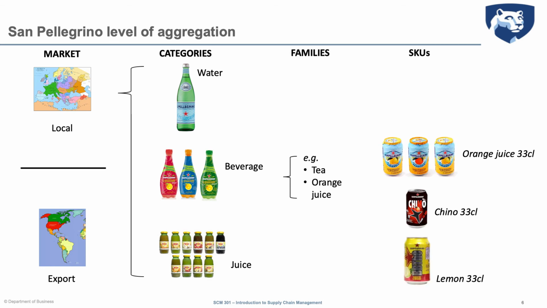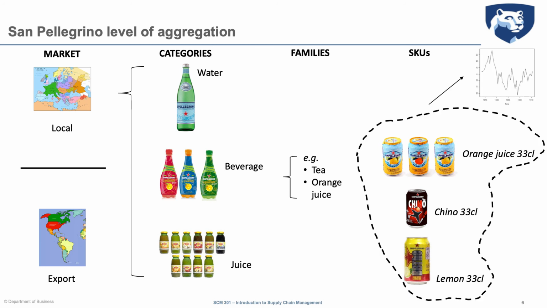And then within each category, we have different types of stock keeping units, so units that are kept in stock in the company. In particular, for orange juice, we have orange juice of 33 cl in can, Kino, which is another type of beverage, in 33 cl can, and lemon, which is another type of beverage, orange juice beverage, lemon flavor, 33 cl. From a demand management perspective, products with the same type of packaging, in this case cans of 33 centiliters, are the unit of analysis of the demand management process.